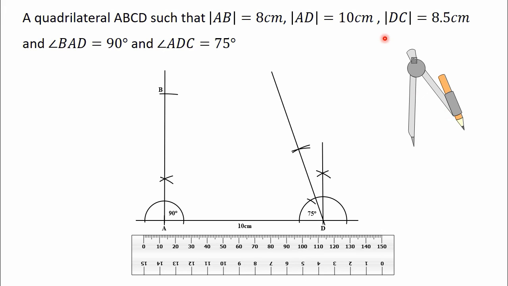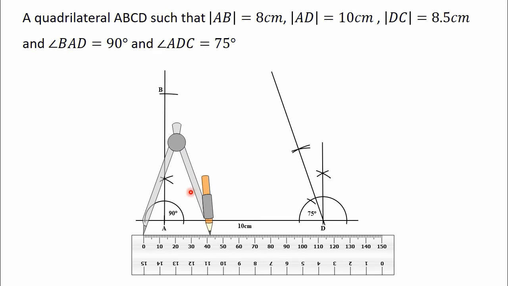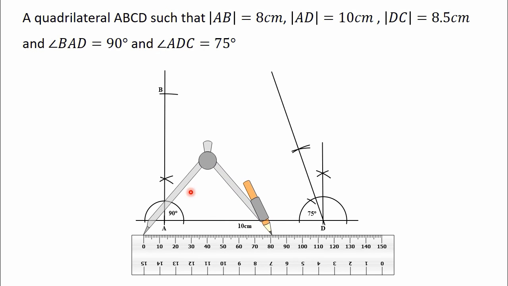The question tells us that the side DC is 8.5 centimeters. So you pick your compass and you measure 8.5 centimeters on the ruler. So I'll adjust the compass a little bit. Then I'll measure 8.5 centimeters on the ruler, which will be 85 millimeters on my ruler.